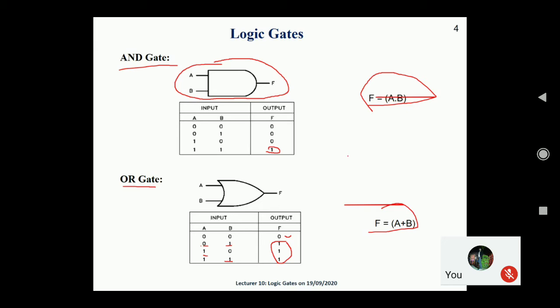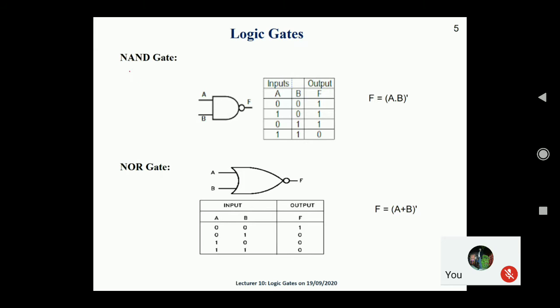When we are talking about the OR gate, this is the symbol, and we can represent it this way also, with a plus. And when we are talking about the AND gate, we can represent it with a dot, and we can represent it this way also.